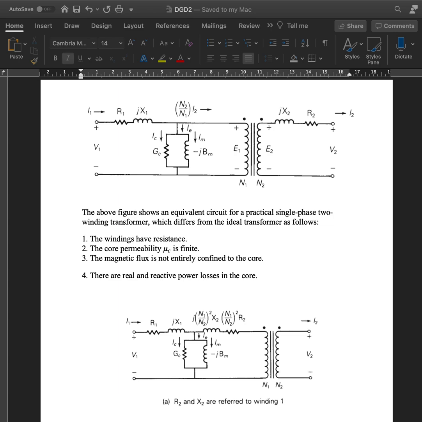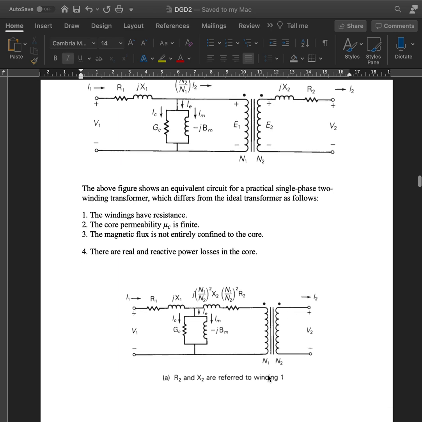Okay, so now the figure right here, (a), represents the equivalent circuit for a practical single-phase double winding transformer. The resistance R2 and the leakage reactance X2 of winding 2 are referred to winding 1. So it shows the reactance X2 and the resistance R2 of winding 2 referred in terms of winding 1 in this figure. So it can be defined in such a way.